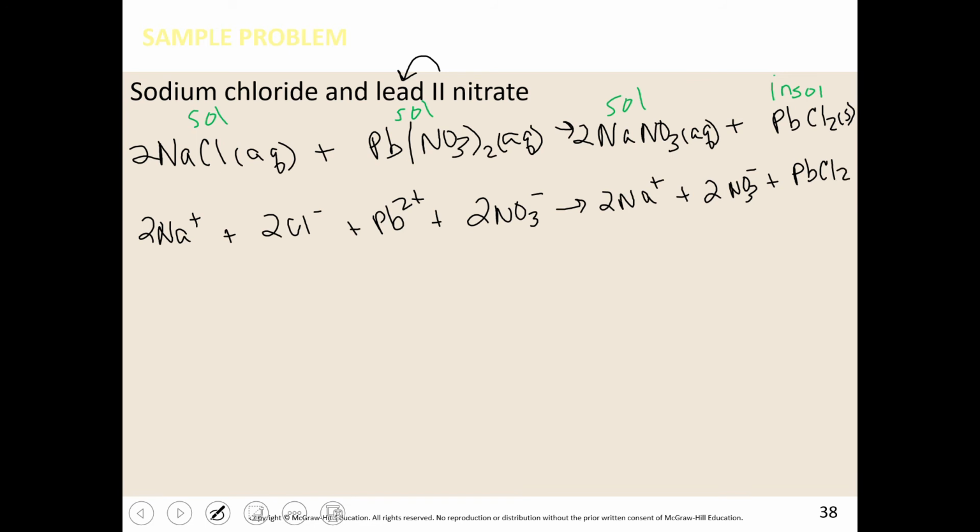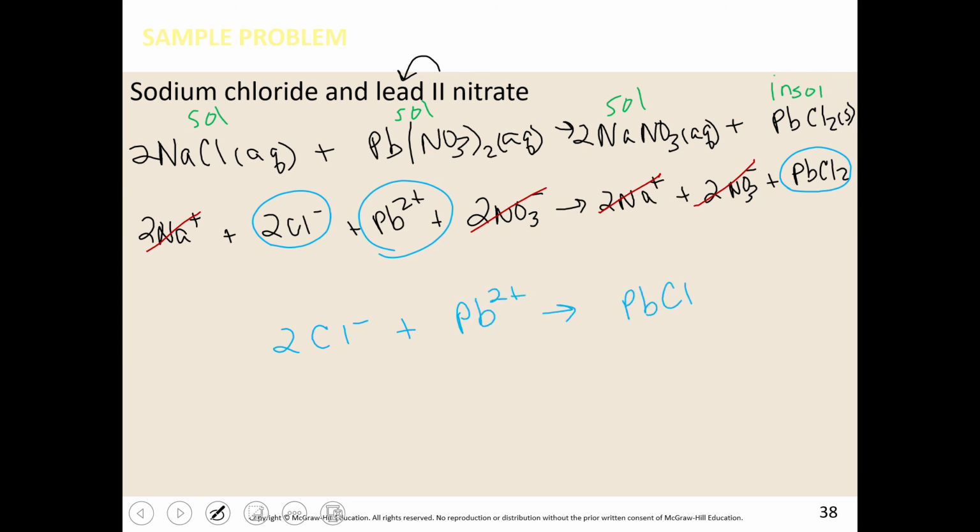And now my net ionic equation means I have to get rid of the spectator ions. The spectator ions are the ones that are the same on the exact same sides, left and right. So that means my sodium ions go away, my nitrate ions go away, and what I'm left with are these. So 2Cl minus plus Pb2 plus yields PbCl2. And that's it. It's that simple.